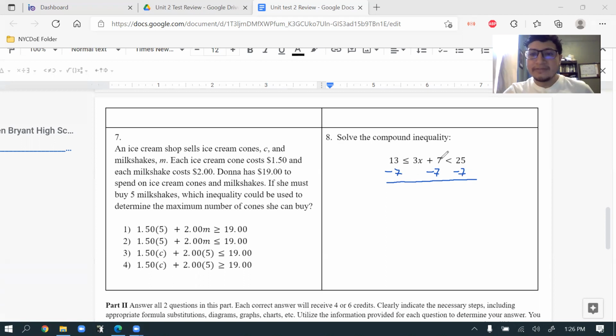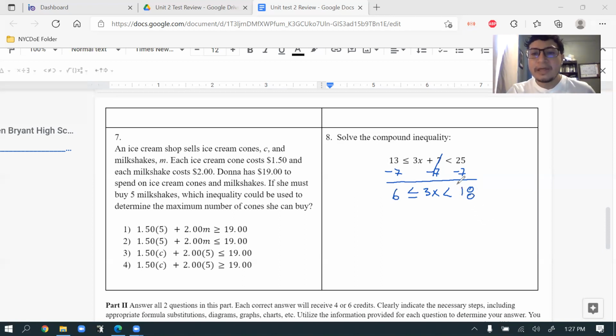Here, 7 minus 7 is 0, leaving me with just 3x in the center. And the inequality symbols stay the same because we didn't divide by a negative number, so we'll keep those. Then 13 minus 7 gives me 6, and 25 minus 7 is 18.